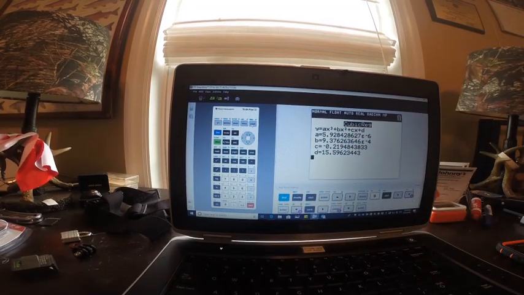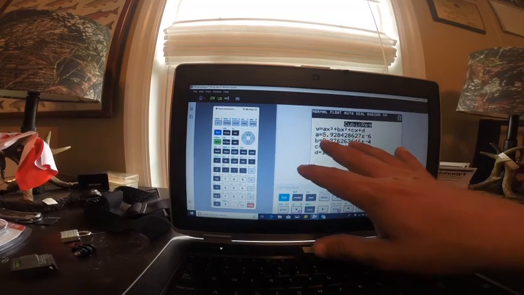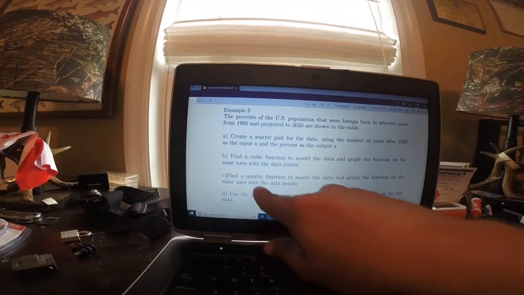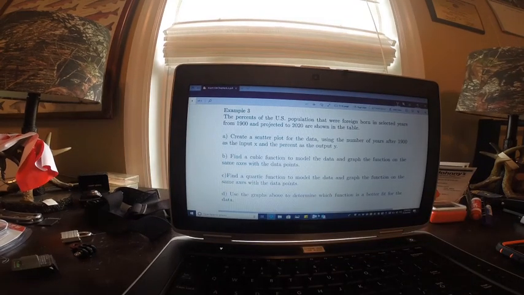Okay. Now, let's look. Y'all are capable of writing this function now. So, just look and see how it fits. That's a terrible fit. Right? I don't think that does well at all. Alright. So, instead, let's find a quartic function to model the data.